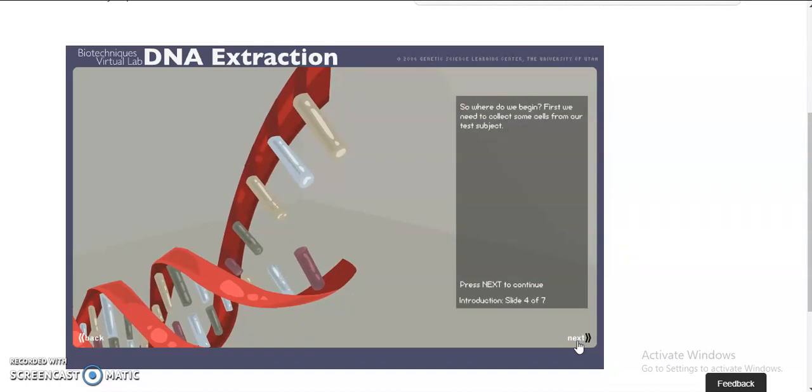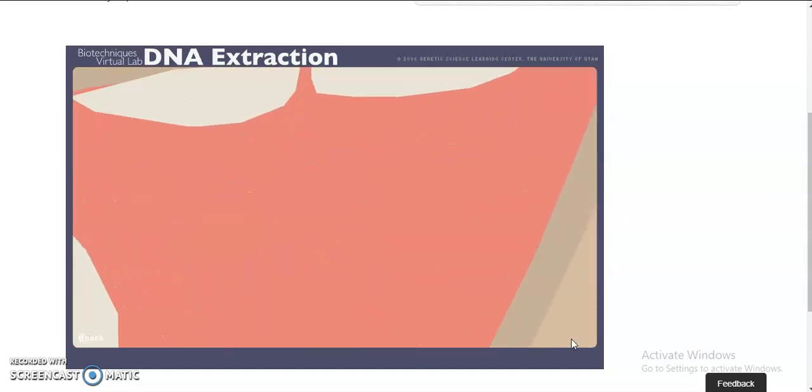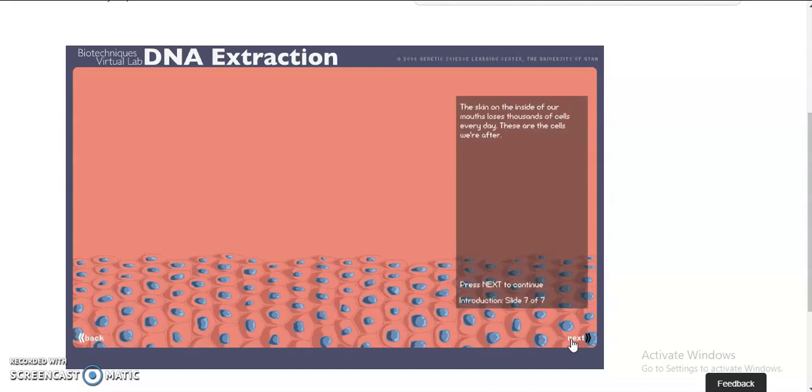First, we need to collect some cells from our test tube. The skin on the inside of our mouth loses thousands of cells every day. These are the cells we are after.